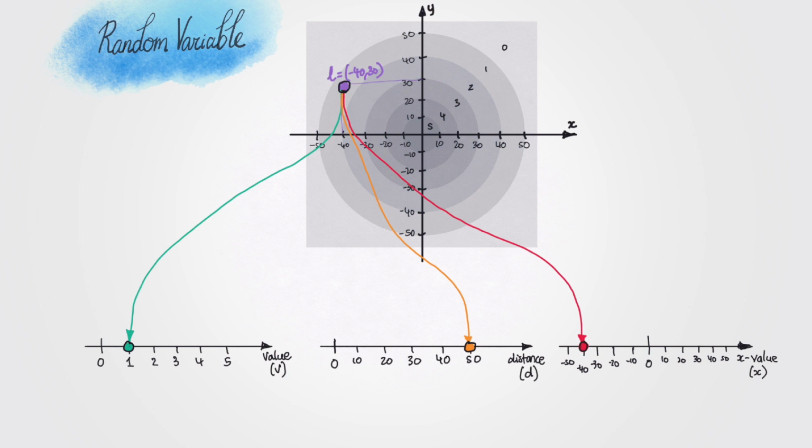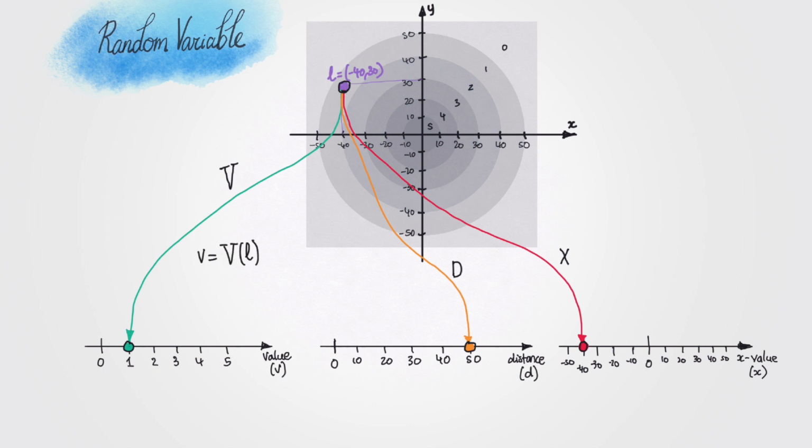We can go ahead and name the first function capital V. The second function can be called capital D, and the third can just be called capital X. Now these 3 functions took an element from the sample space, and they went ahead and mapped them directly to a real number. These functions are called random variables. So we can see that we can get this value little v directly from L using the random variable.